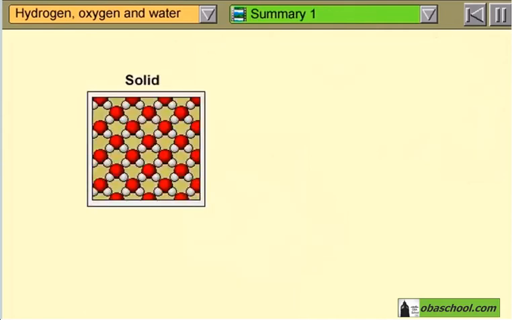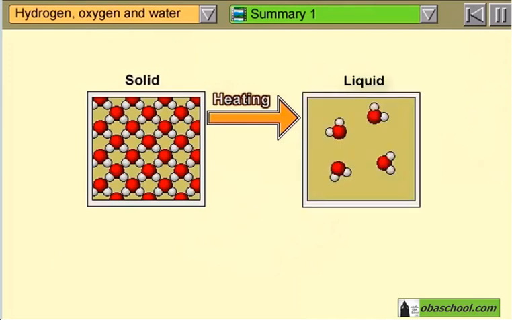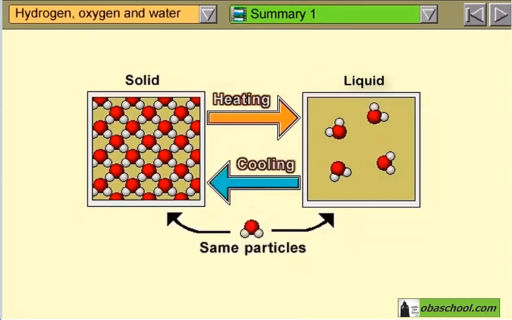So in solids, the molecules are very close to each other. Upon heating, they turn to liquid with particles moving further away from each other. Upon cooling, for example, cooling of water to become solid ice, the particles move back closer to each other. Remember that there are no new particles. The same particles make up solid ice and liquid water. Those are H2O molecules.